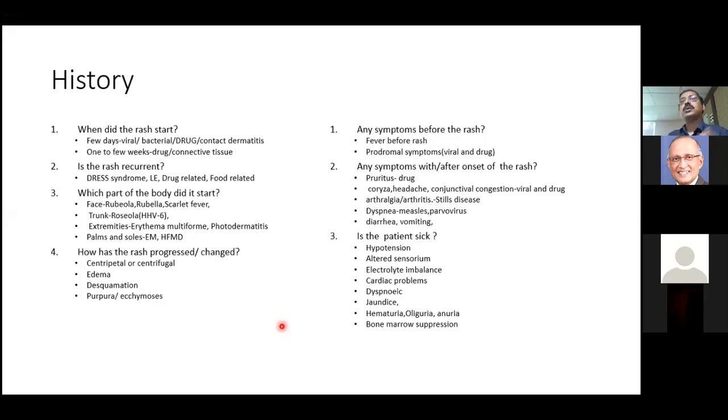The best person to tell you that would be the mother or a bystander, whoever it is. So is it a centripetal or a centrifugal distribution? You have to elicit that history. Is there associated edema whenever the rash has progressed? Because that edema will actually cause the rash morphology to change. That is why, after you have seen a patient with, say, Kawasaki disease, you will see post-inflammatory desquamation. Once the dermal edema occurs and then reduces in intensity, the epidermis will desquamate. That is what you see as desquamation at the end.